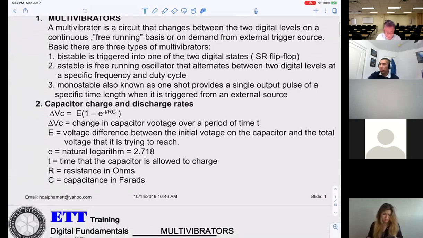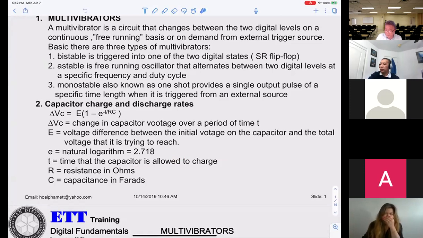Okay, Delta Vc is the change in the capacitor voltage over a period of time. E is the voltage difference between the initial voltage on the capacitor and the total voltage that it is trying to reach. The e is just the natural log base, 2.718. T is the time that the capacitor is allowed to charge, R is resistance in ohms, and C is capacitance in farads. Okay, so we are already learning about the capacitor. They can be charging, or they can be discharging.